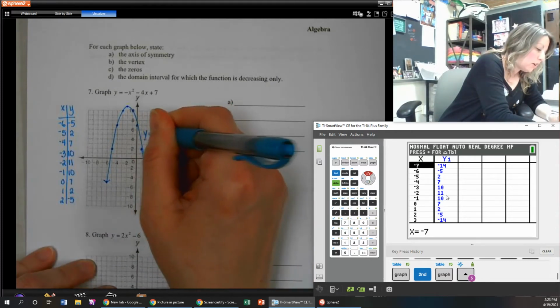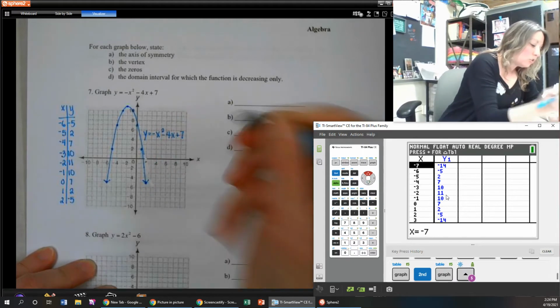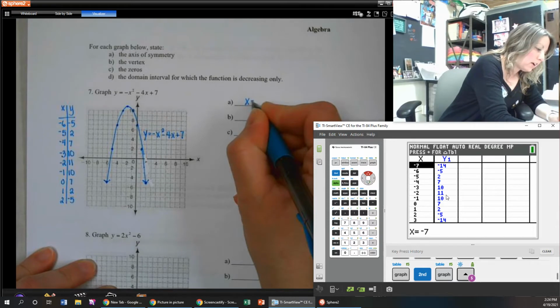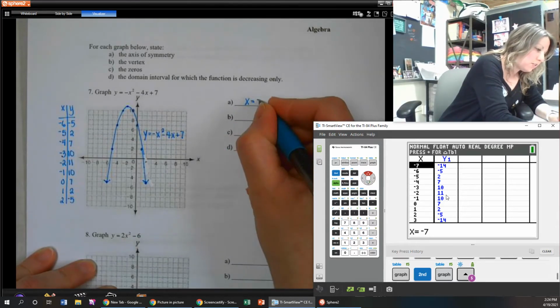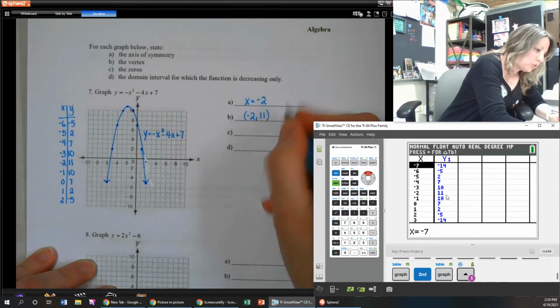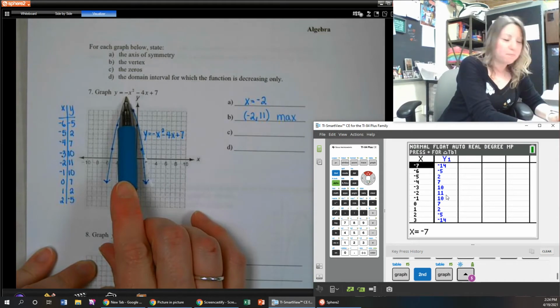y equals -x squared minus 4x plus 7. So now what we're going to do is state the axis of symmetry, which is x equals -2. And we can tell that just by looking at the table of points. Our vertex is -2, 11. That vertex is a maximum, so I'm just going to write it down next to it. And I knew that just from looking at the -x squared anyway.